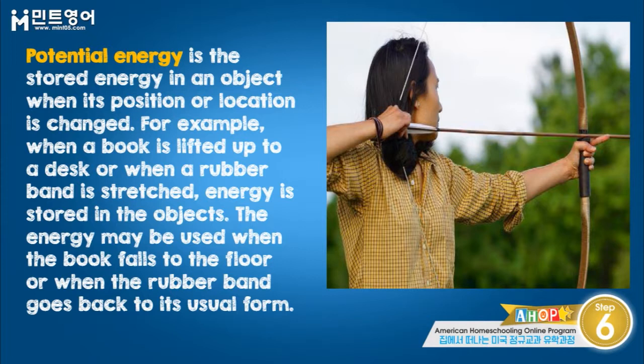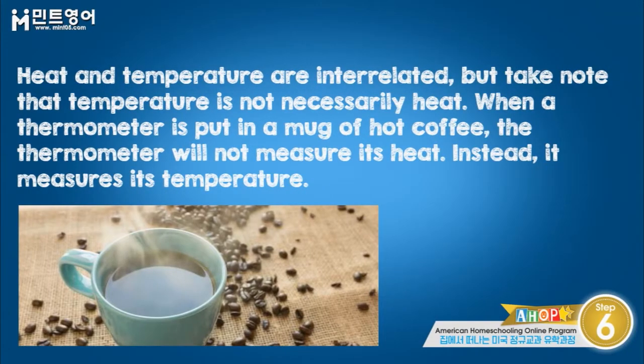The energy may be used when the book falls to the floor or when the rubber band goes back to its usual form. 이 에너지는 책이 바닥으로 떨어지거나 고무밴드가 평상시의 형태로 돌아갈 때 사용될 수 있는 것을 의미합니다.